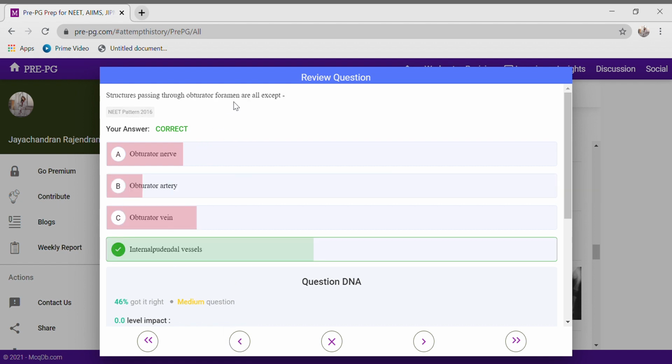Obturator foramen: all the structures passing through. So the obturator nerve passes through the obturator foramen, the obturator artery passes through it, the obturator vein is also passing through it, whereas the internal pudendal vessels do not pass through the obturator foramen.